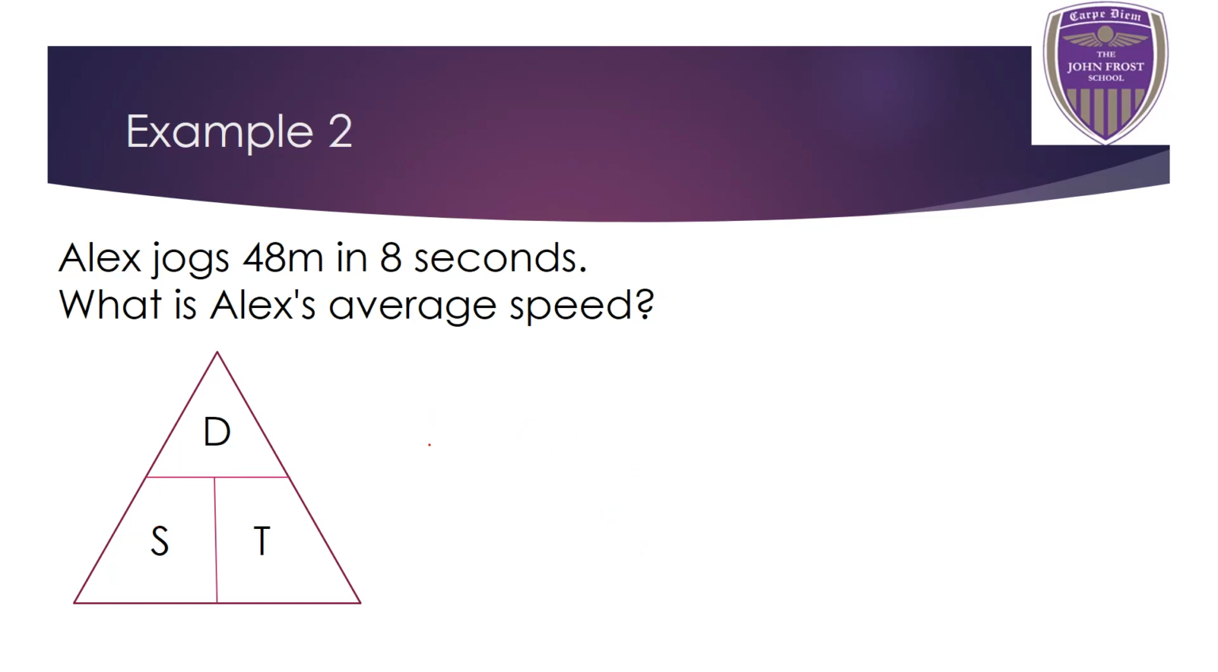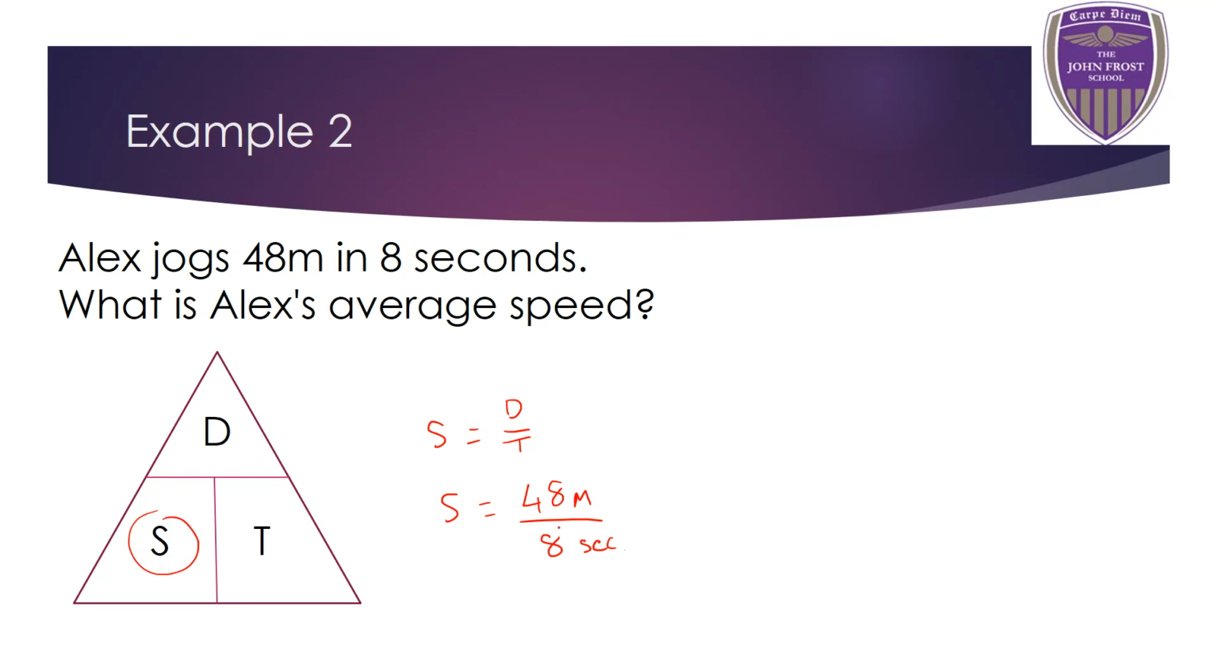Okay, a different type of example then. It says that Alex jogs 48 meters in 8 seconds. So we're being asked to calculate Alex's average speed. So speed is distance over time. So we get used to writing this down, and it's going to help us. So in this case, it's distance. Well, he did 48 meters, and it took him 8 seconds.